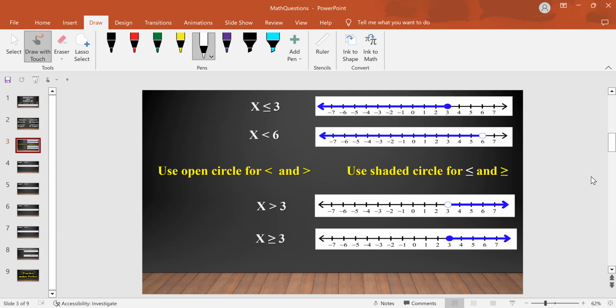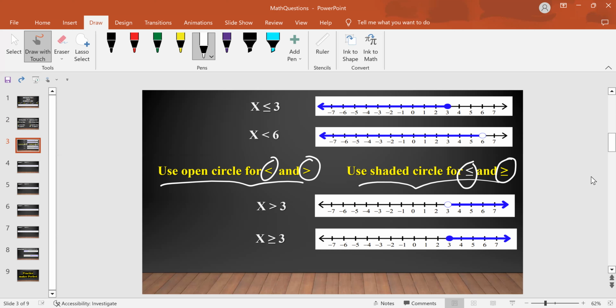So here we have 4 different graphs, but before we understand the graphs, let's see this note. Use open circle for is less than and is greater than. Every time you see these 2 symbols on the graph, we're going to have an open circle. But on the other side, when it is less than or equal to, or greater than or equal to, we're going to shade the circle.